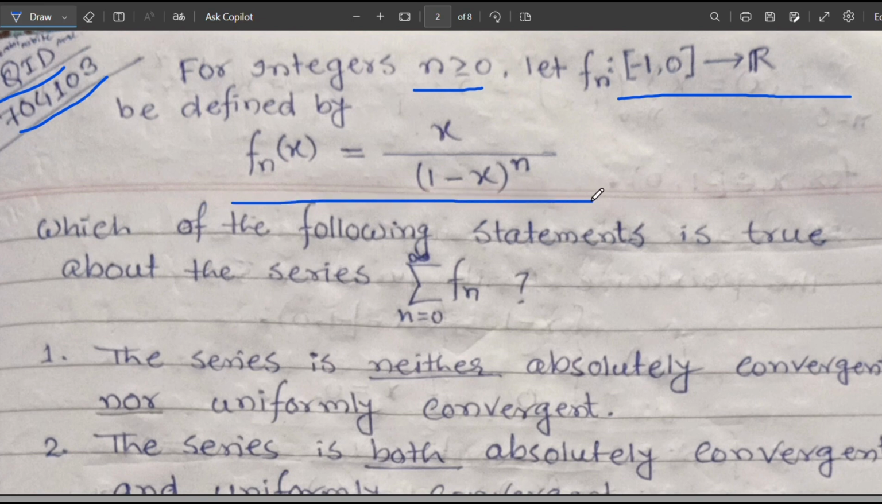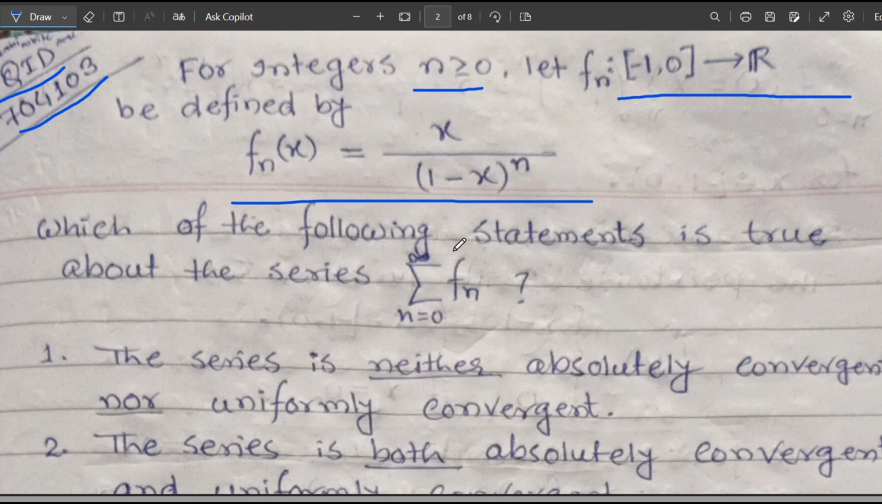This is the function whose domain is the closed interval [-1, 0], and its codomain is R. The function is defined as Fn(x) = x/(1 - x)^n.